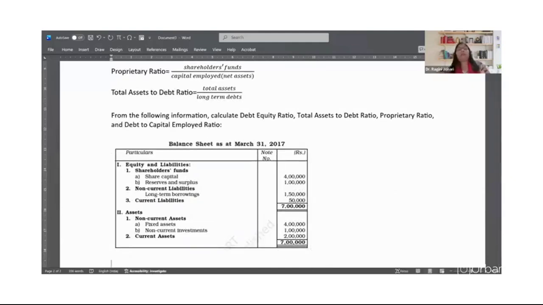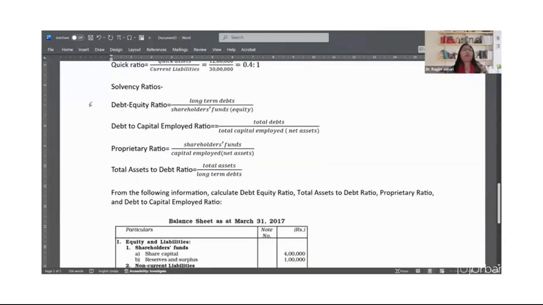As you can see, this question calls for calculation of debt equity ratio, total asset to debt ratio, proprietary ratio, and debt to capital employed ratio. These many ratios need to be calculated. That means all the four ratios that we have studied till now can be calculated. So let us start with debt equity ratio, and let's write the formula first.